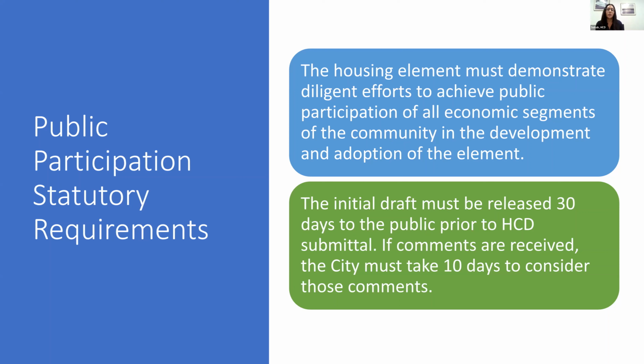So the first things that we really look at in a housing element, initial draft all the way up till the end, is this statutory requirement here that says the housing element must demonstrate diligent efforts to achieve public participation of all economic segments of the community in the development and the adoption of the housing element. Essentially, what this is saying is two things. One, you must have engaged in or completed different types of outreach to different types of community or economic segments of the community. So your outreach cannot just be limited to a workshop.